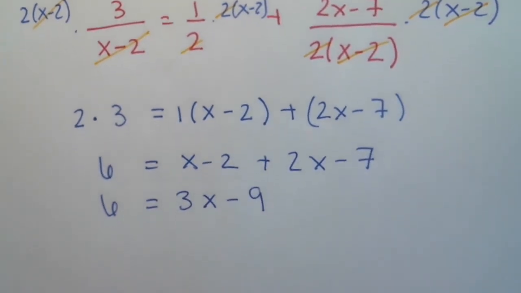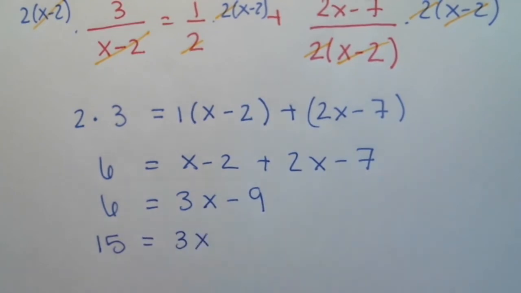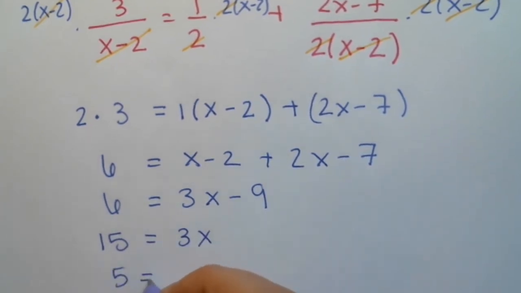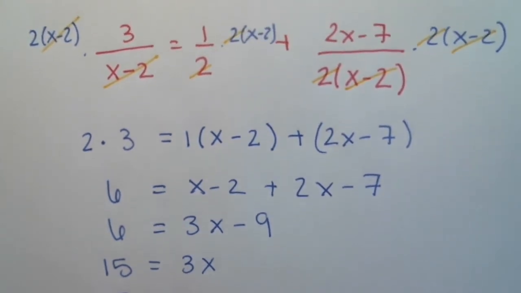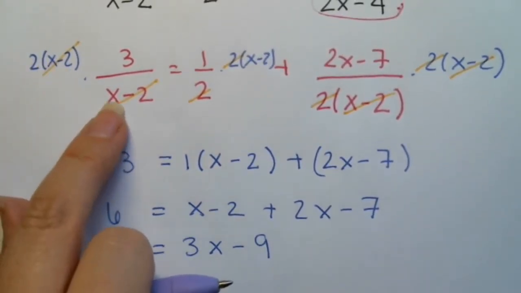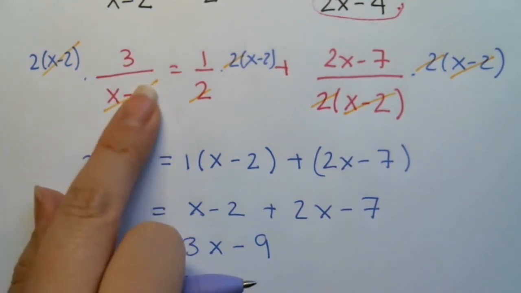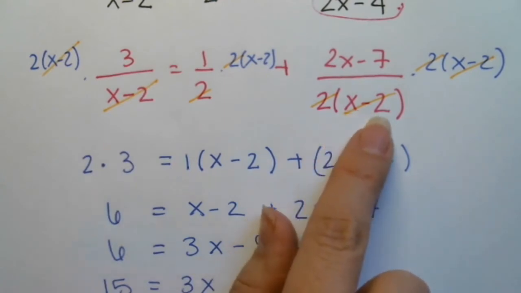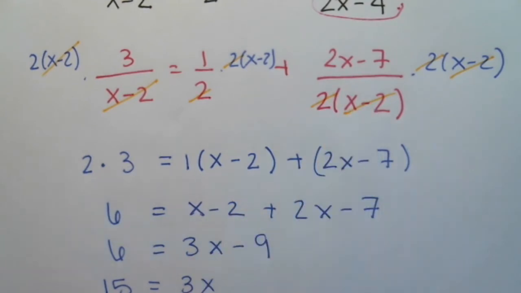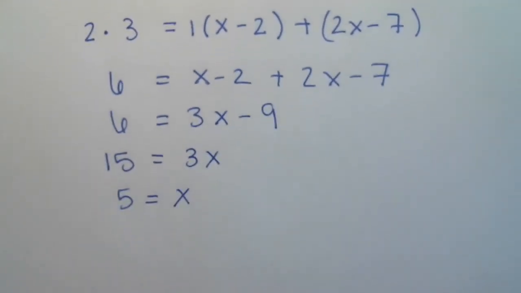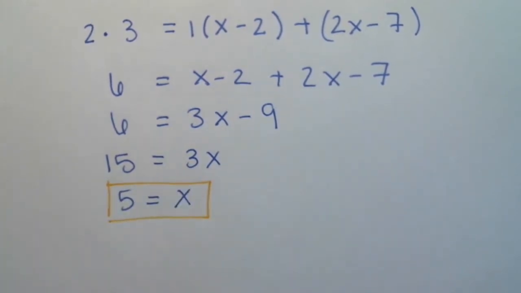Adding 9 to both sides, and dividing both sides by 3. Okay, I'm going to check for extraneous solutions. So when I look at my denominator, if I plug in 5, I get 5 minus 2, or 3. So this is not going to be 0. Here I'm going to get 5 minus 2, or 3 times 2, which is 6, also not 0. Because it doesn't make any of the denominators 0, this is a perfectly good solution.